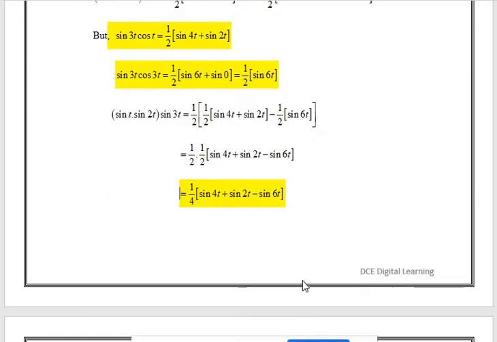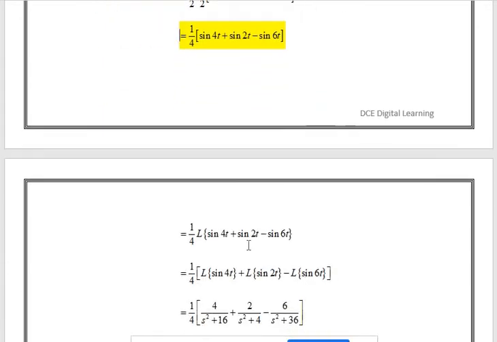Now for this let us take the transformation, that is 1 by 4 Laplace transformation of sin 4t plus sin 2t minus sin 6t. By expanding this we get 1 by 4 the Laplace transformation of sin at, that is a by s square plus a square. By using that let us simplify these three results.